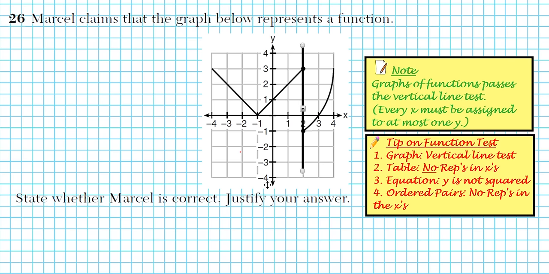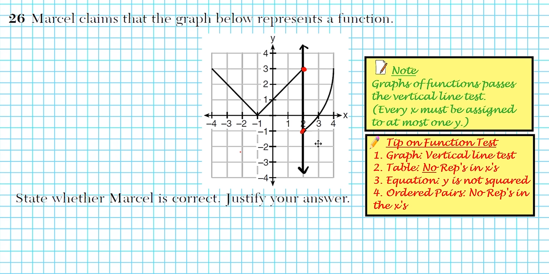Uh-oh. We have a problem here. What do you notice? At the point right here where you have the jump from this function to the other, how many points are on this vertical line? 2 points. Is that good or is that bad? That is very bad. Okay, remember, the vertical line test cannot intersect more than 1 point on the graph, or else it fails. So this clearly shows that this relation right here, this graph, is not a function because a vertical line intersects the graph at more than 1 point, so it fails the vertical line test.